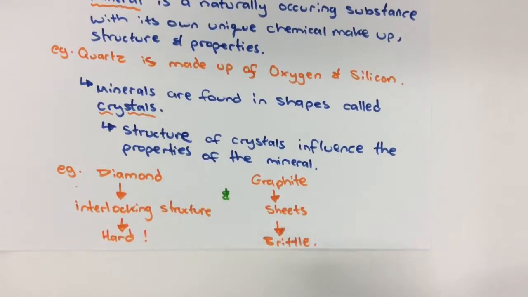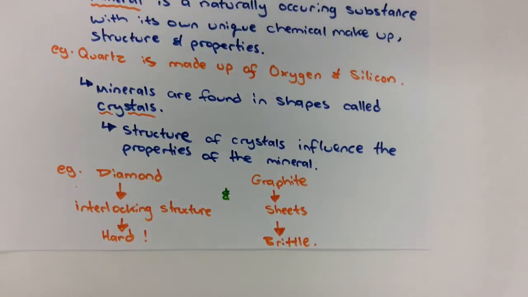So for example, a diamond has an interlocking structure which makes it incredibly hard to break, whereas graphite is made up of sheets which make it incredibly brittle. The thing is, diamond and graphite are both made up of the element carbon. So it's interesting to see that they have two different structures here that can change the actual property of the structure of the rock itself there.